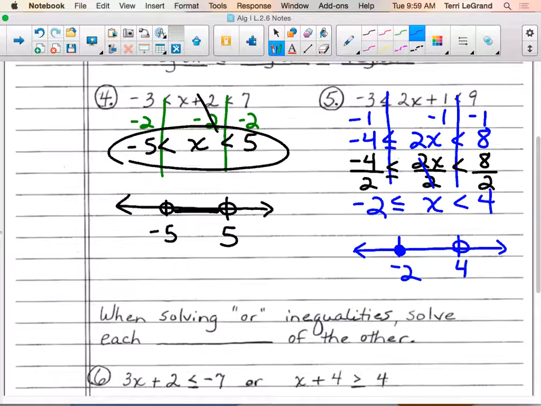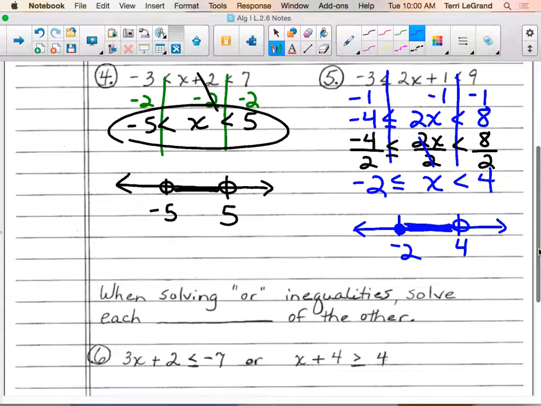Okay, what numbers do satisfy it then? Any number from -2 to 4. Because all numbers greater than or equal to -2 and at the same time less than 4, that's what you should be saying to yourself while you're shading it. Am I really shading what it says? Okay, don't be fooled. Questions on the and solving?